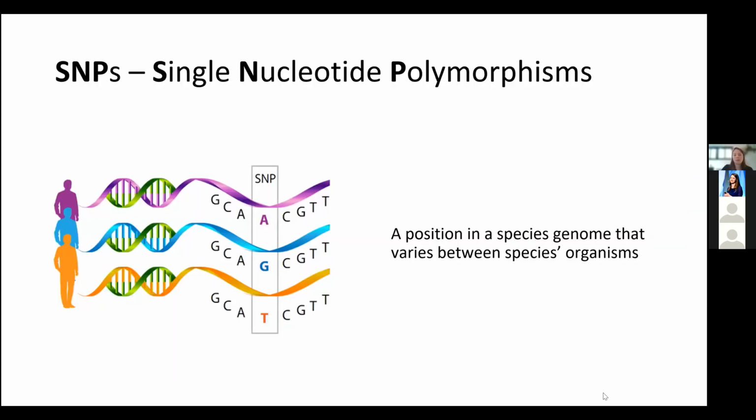So just so we're all on the same page, what are SNPs? Single nucleotide polymorphisms are positions within a species genome that vary between different organisms that belong to this species. So for example, in the human genome, we know we have a lot of SNPs, a lot of positions in which people can be different from one another. And these differences may also be associated with different phenotypes of the people.